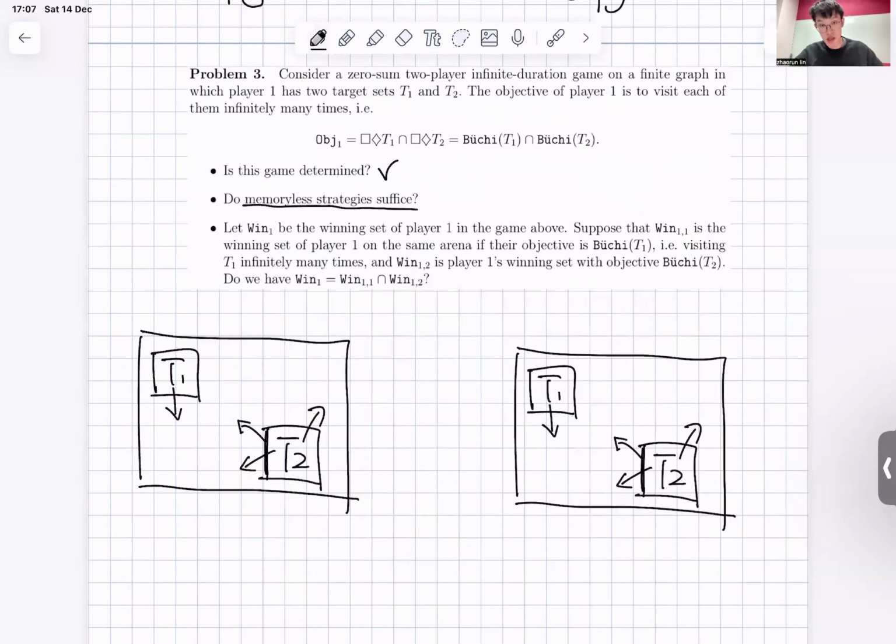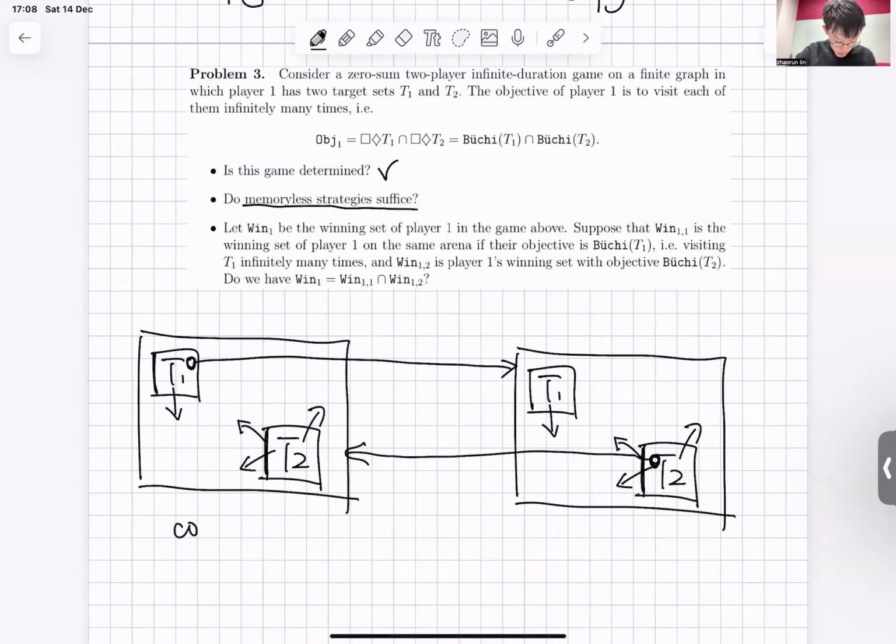Because we want to visit T1 and T2 infinitely many times, we can create an edge. For every vertex in T1, we can create an edge to the second copy. And then for every vertex in T2 in the second copy, we can create an edge back to copy 1. So this is copy 1 and copy 2.